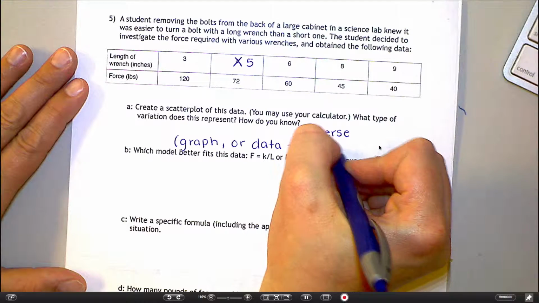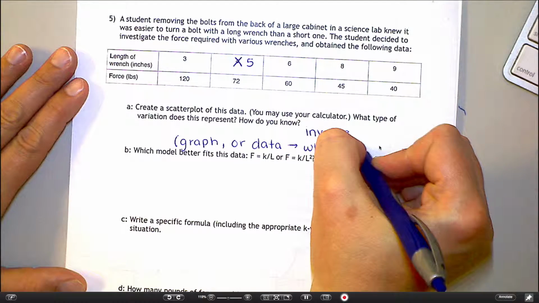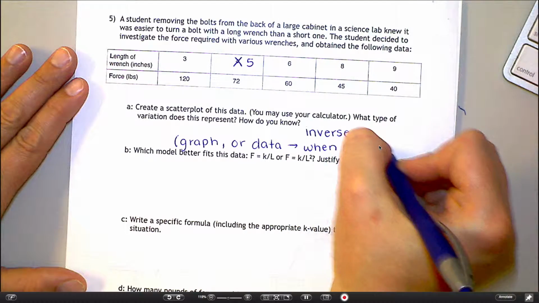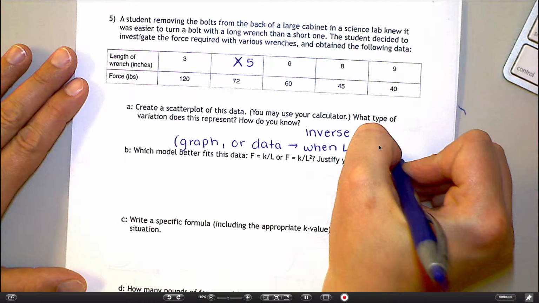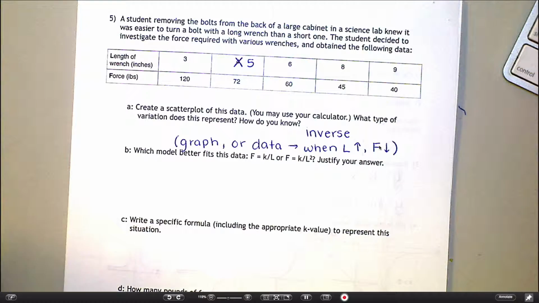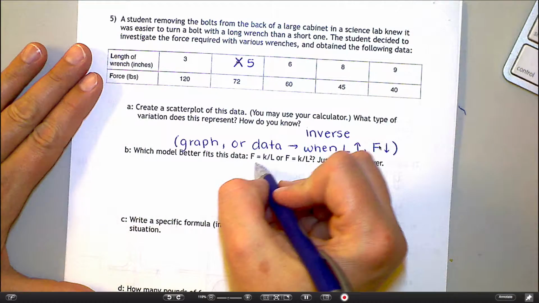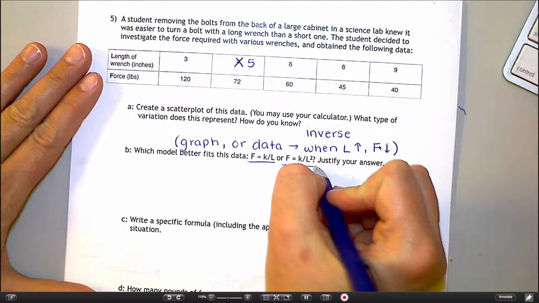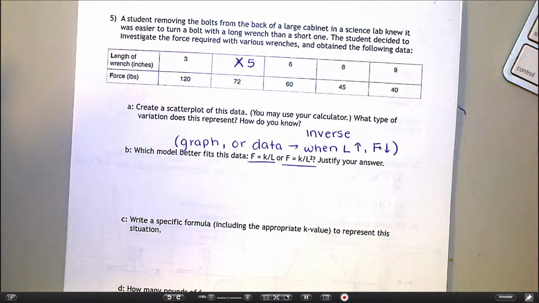When L increases, F decreases. I'm sure someone will be able to make sense of that one day. Okay, the problem is now, both of these graphs look the same in the first quadrant, okay?